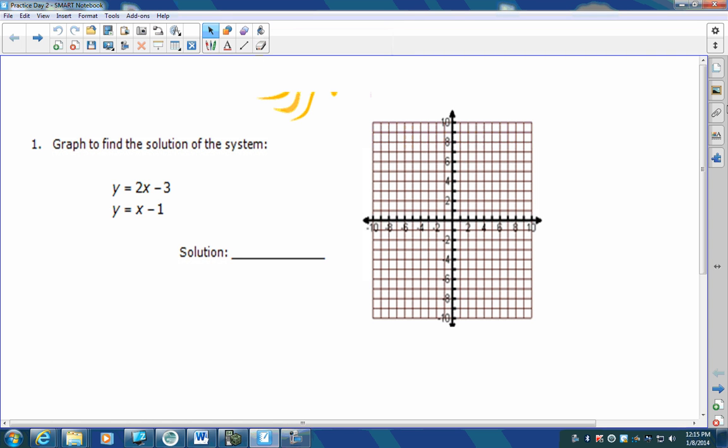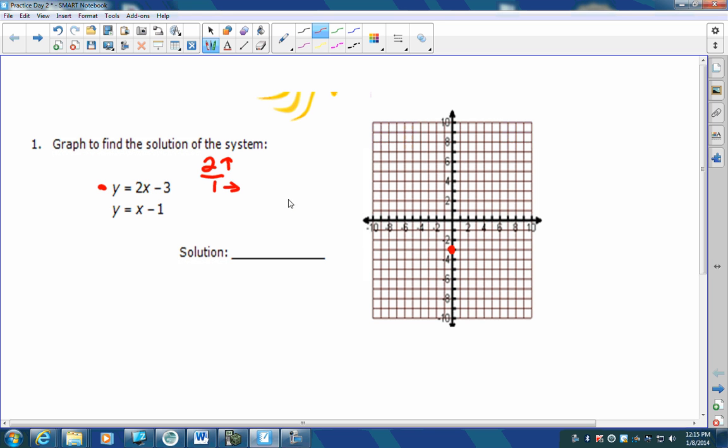All right, number 1 says graph to find the solution to the system. So first we need to graph the first equation. So I'm going to go to -3 and put a dot. That's my y-intercept. My slope is 2. It's 2 over 1. So I'm going to go up 2 to the right 1.